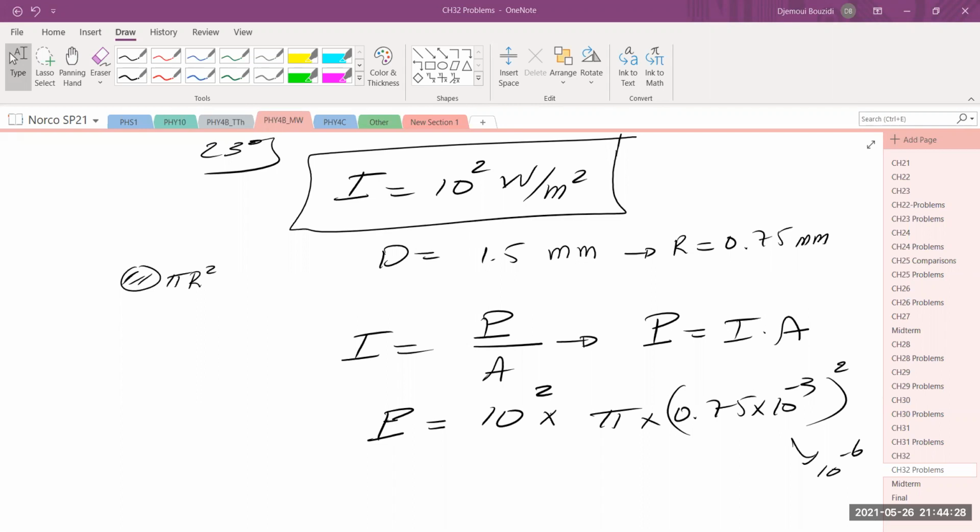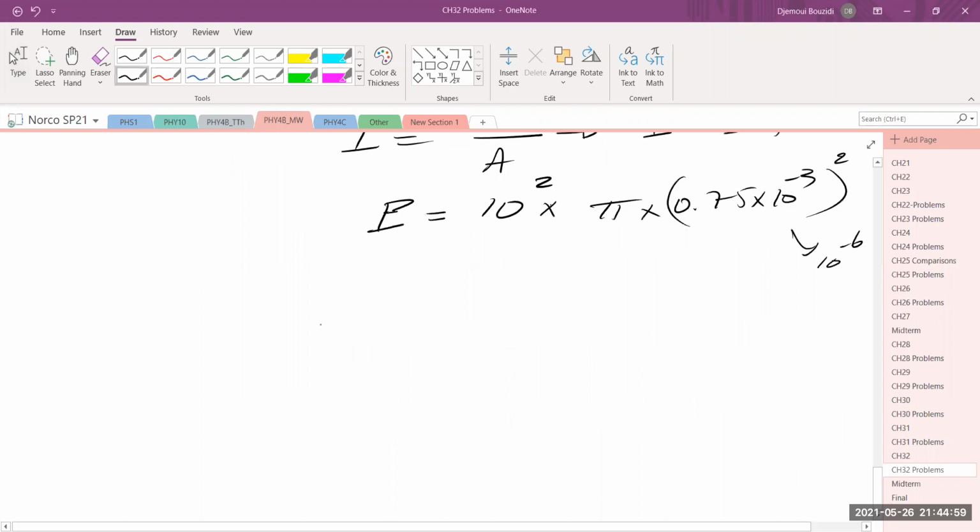Times pi times 0.75 squared. So it's giving me 176.7. So it's going to be 177 really, times 10 to the negative 6, or 1.77 times 10 to the negative 4 watts.